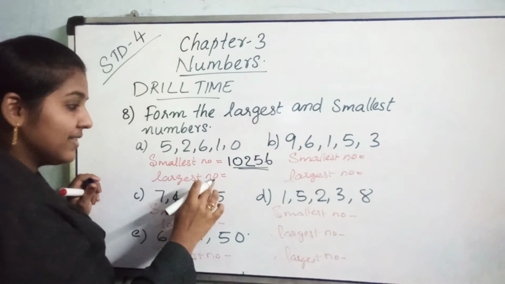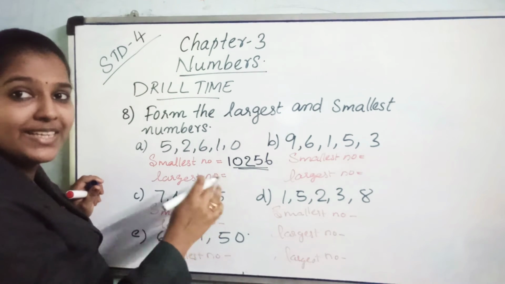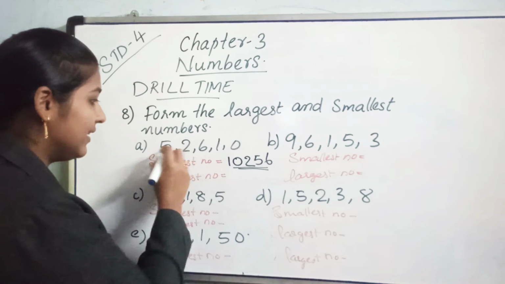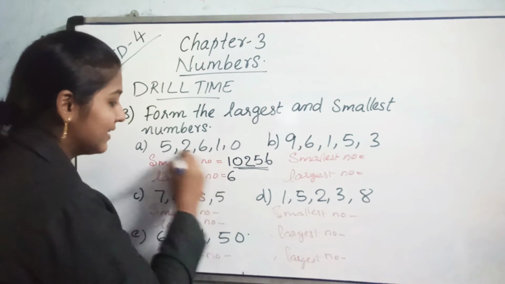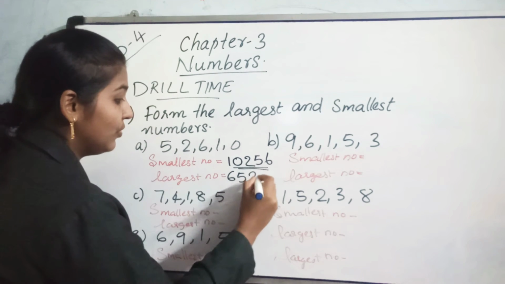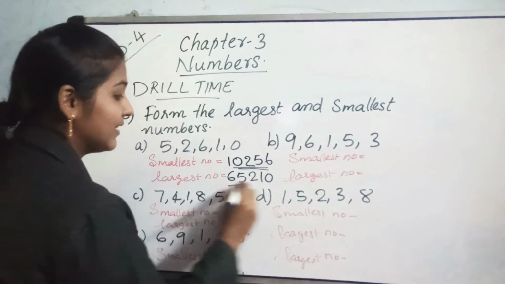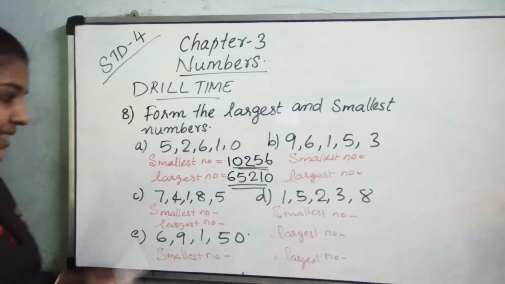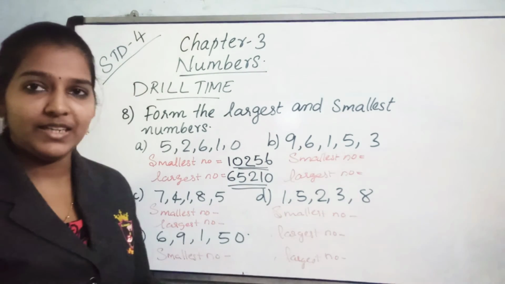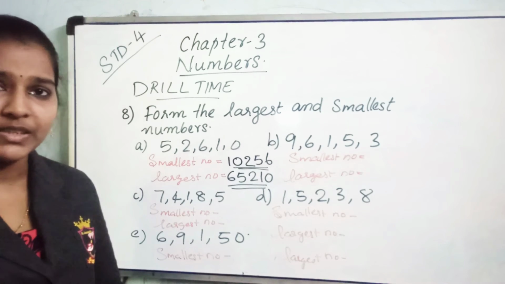Now to get the largest number, you can arrange in descending order. That is 6, 5, 2, 1, 0. That is 65,210 is the answer. Got it?